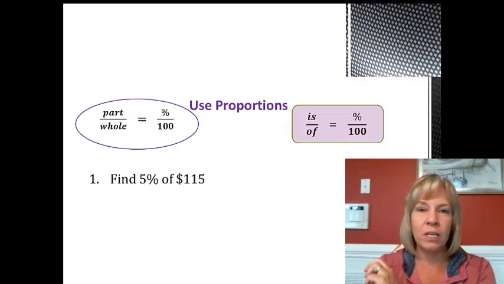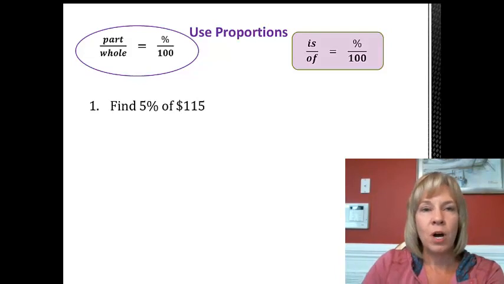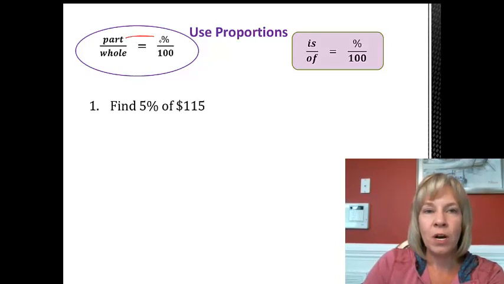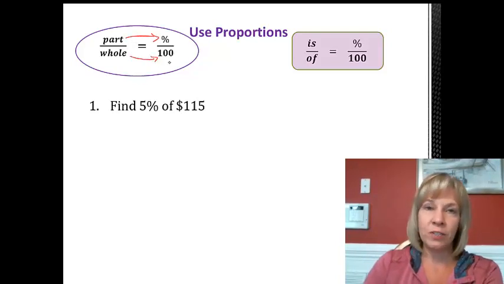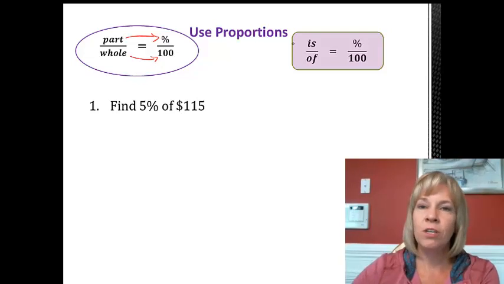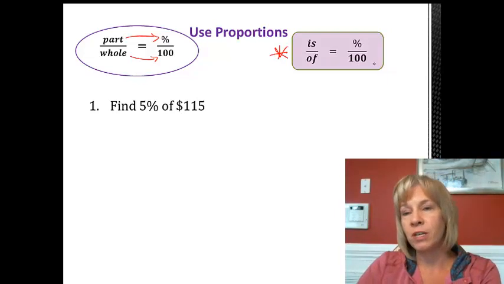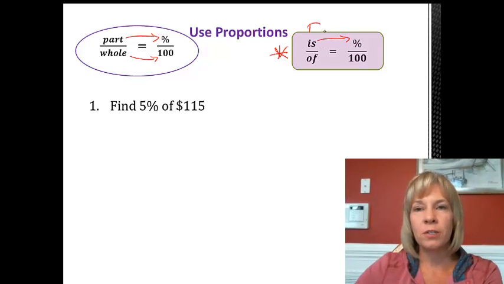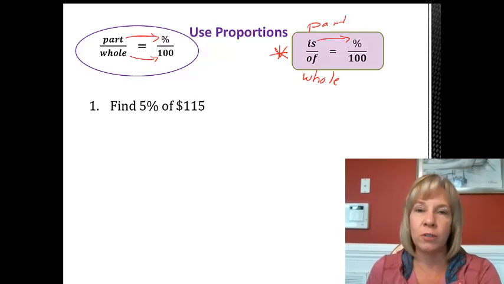All right, so let's think about that as we go through this diagram here. A part of a whole. In this diagram, the part represents the percent. The whole represents the 100. And then I've given you a little formula that you're going to use to set up the problems that we're doing as a proportion. The "is" represents the part. The "of" represents the whole. And this will help you in setting up your problems correctly.